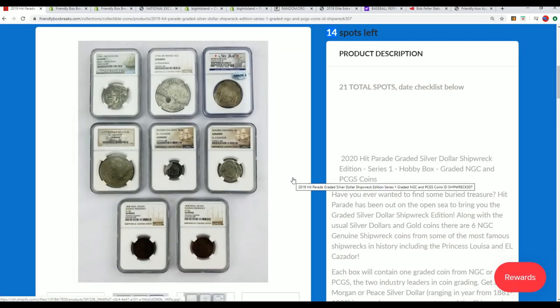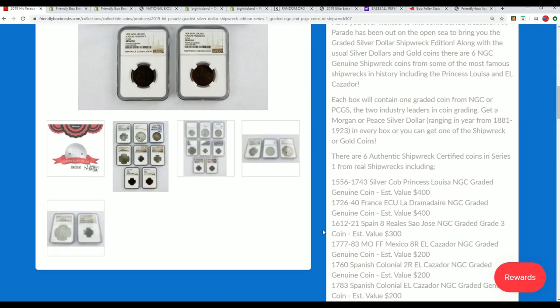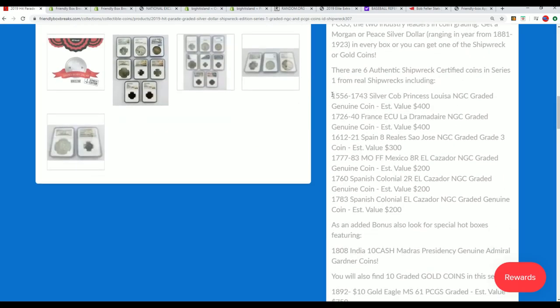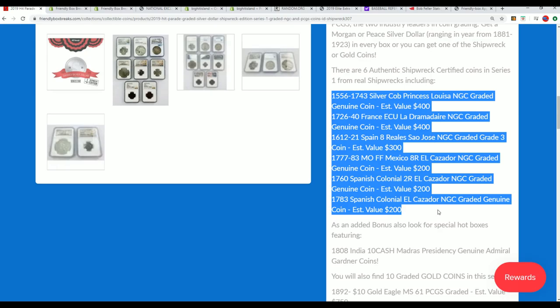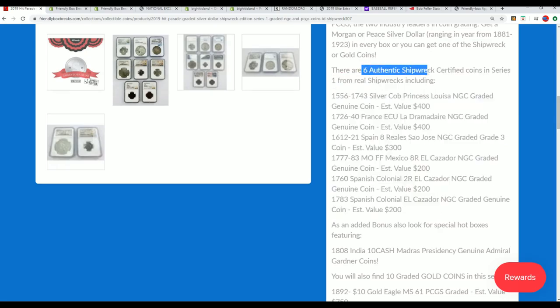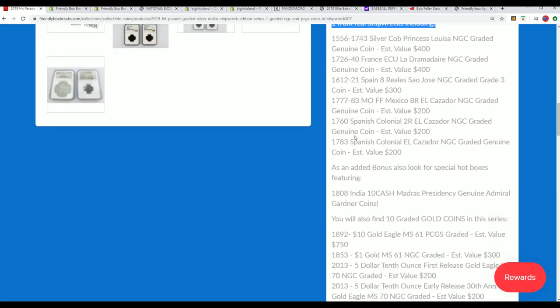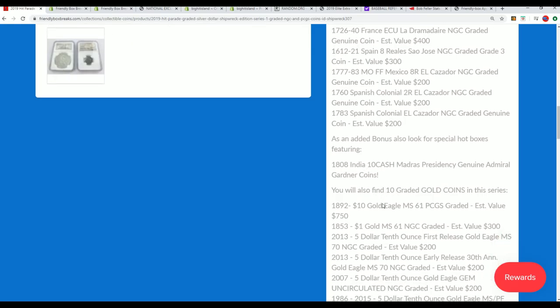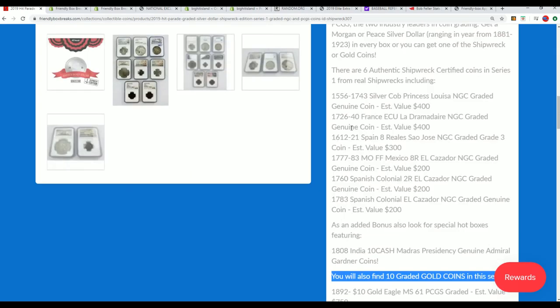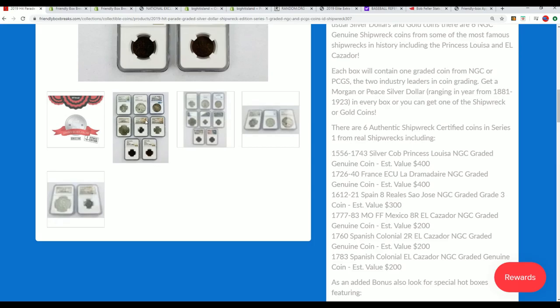And we'll be pulling some graded coins out of here. So these are Shipwreck type coins. You can see some of the biggest hits that we're looking for right here. Six Shipwreck certified coins in the product out of 100 boxes. There are six authentic Shipwreck coins. There are also 10 gold coins. So that gives us a 16% chance to pull a gold or Shipwreck coin.